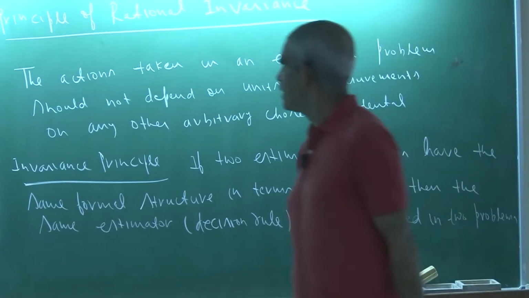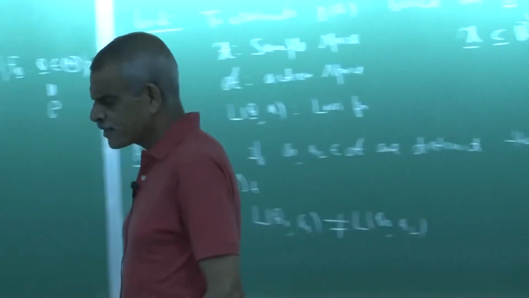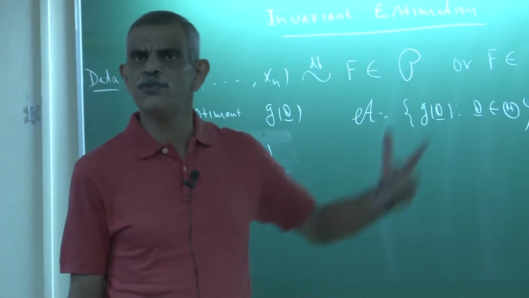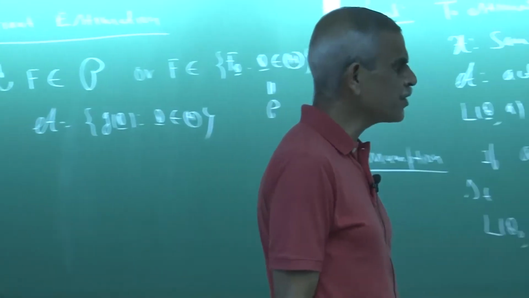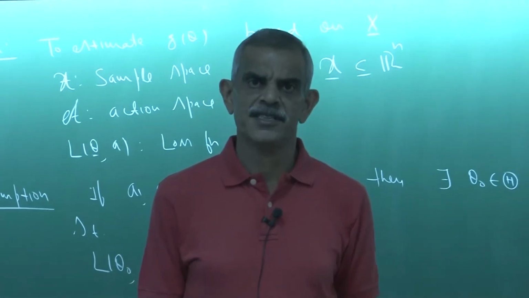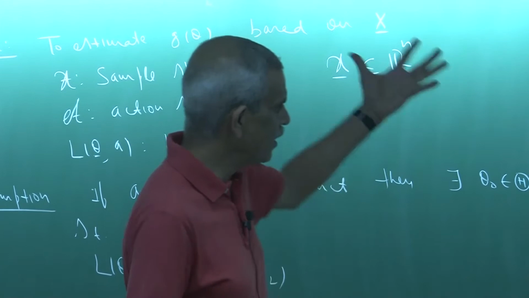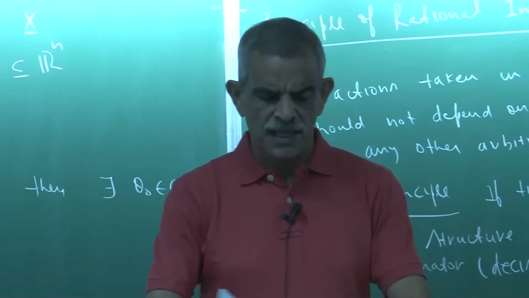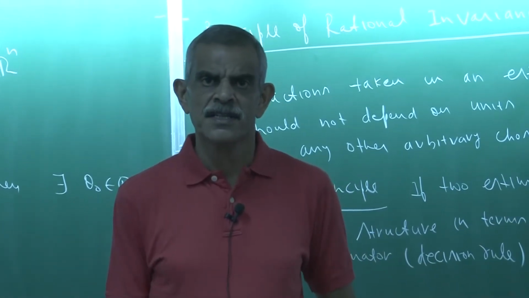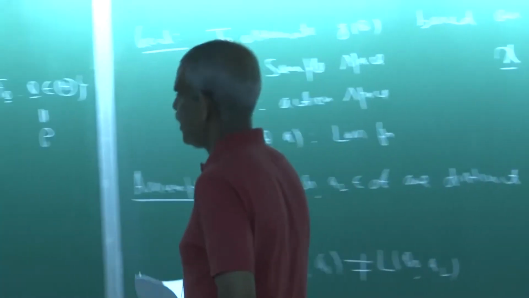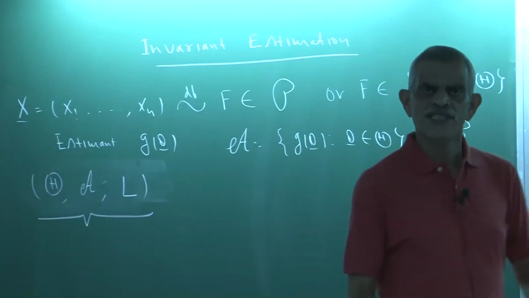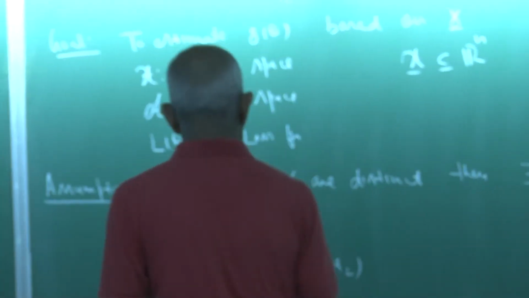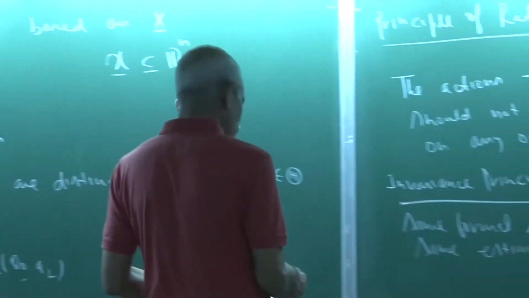Now, these two principles look like very reasonable principles, and what we will do is use these two principles in certain estimation problems to reduce the class of estimators under consideration, because they look like reasonable restrictions which one should have. What it says is if you are measuring things in terms of different units and your formal structure does not change, then I should use the same decision rule, and the two actions should correspond.